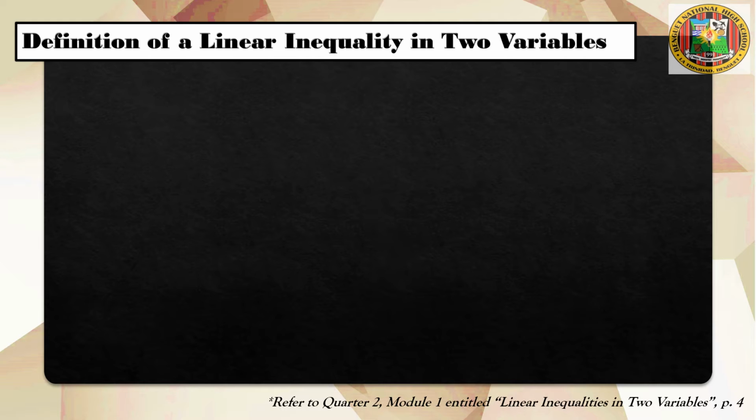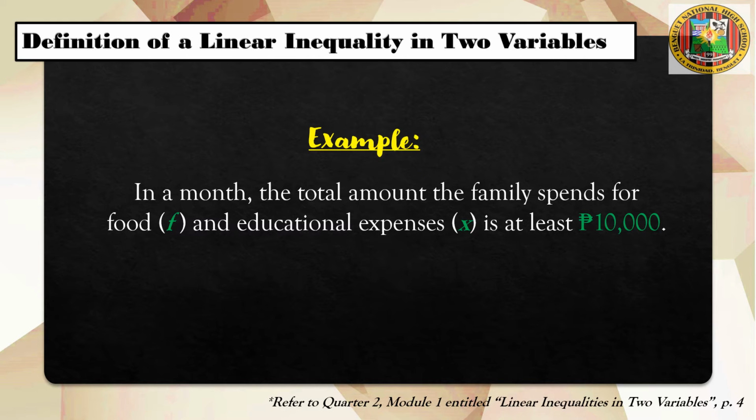Let us study an example. This is the fourth item in the activity Try This. In a month, the total amount the family spends for food, represented by F, and educational expenses, represented by X, is at least 10,000 pesos.